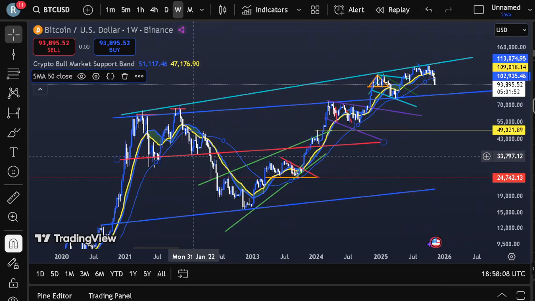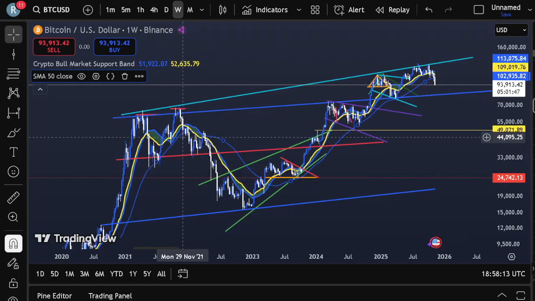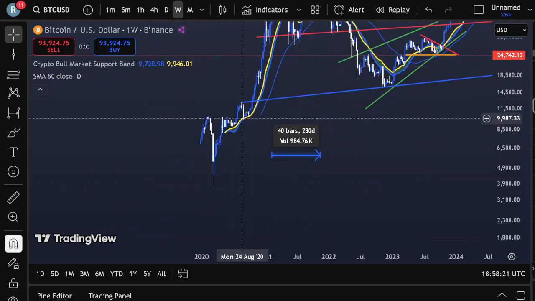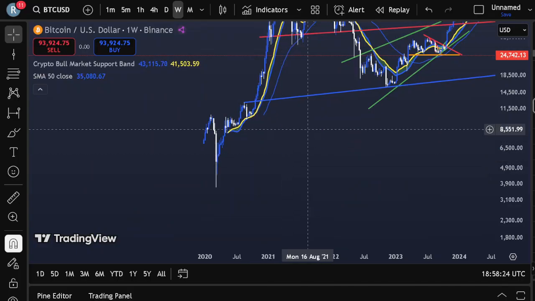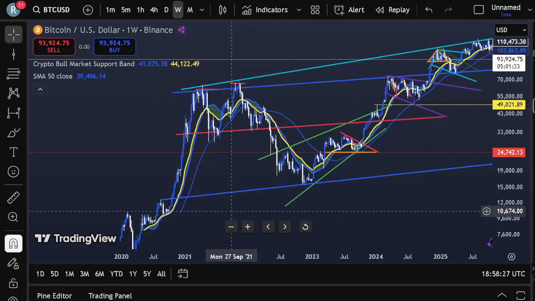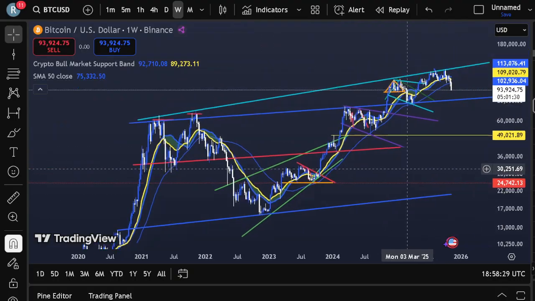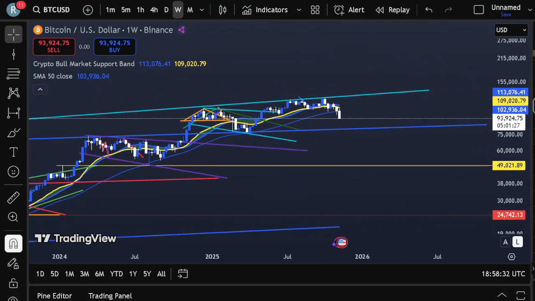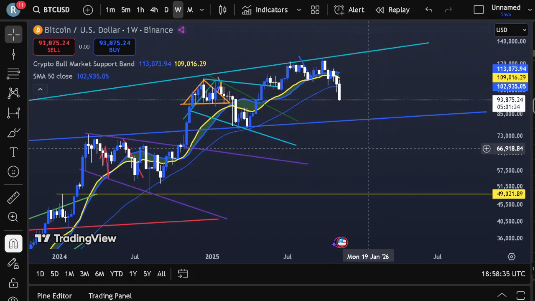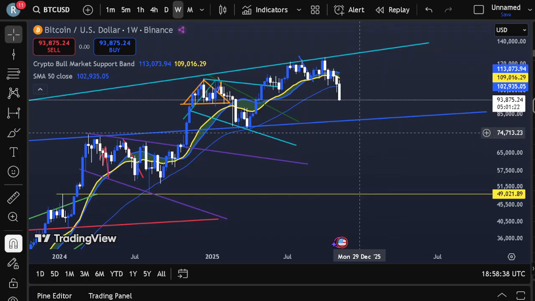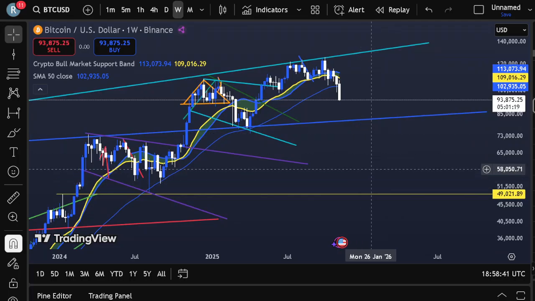as you can see, I already made a video about this, but you can see when we had two weekly closes below the 50 week SMA, the cycle top was in, in 2021 and the previous cycles as well. So currently we are sitting at 94k, and the 50 week SMA currently is at 103k. So we are far below.